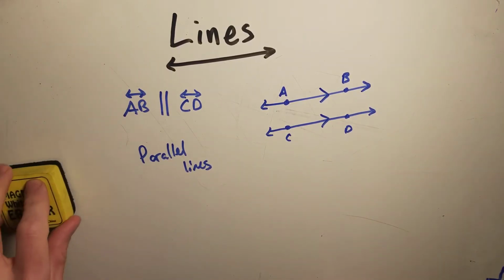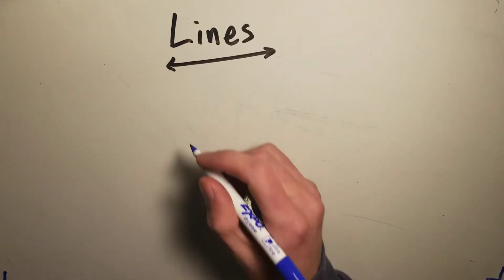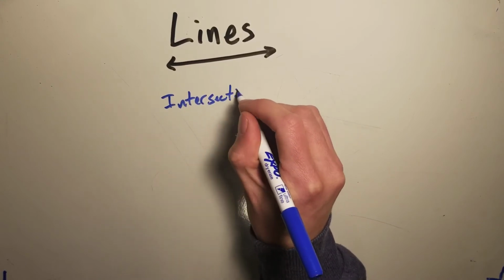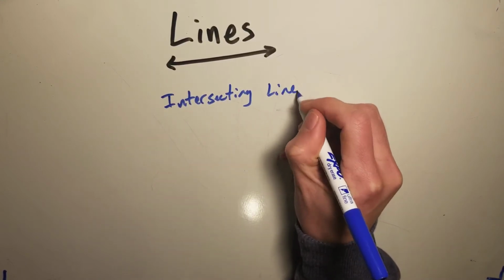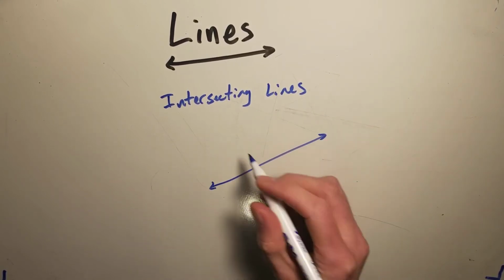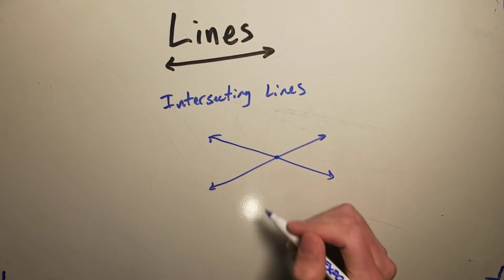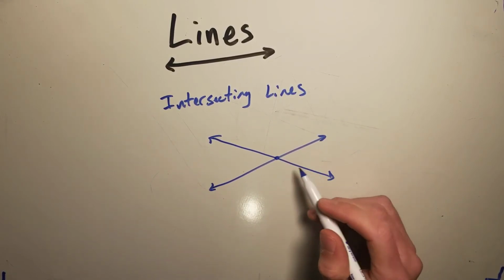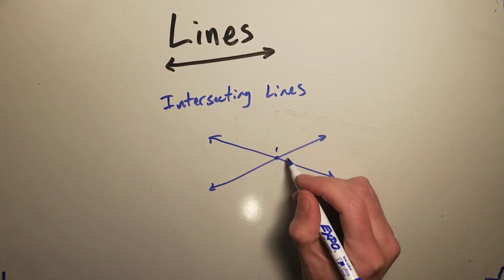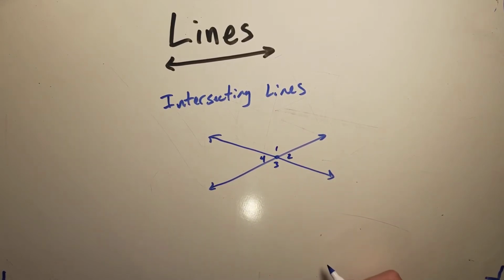So if we have two lines that aren't parallel, your other possibility would be what we call intersecting lines. Intersecting lines are just two lines that intersect. They have one point in common. So two lines can intersect, but they'll only intersect at one point. And whenever you have intersecting lines, they're going to form four angles.